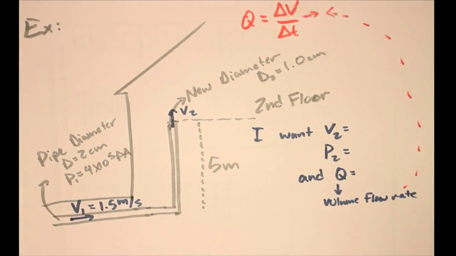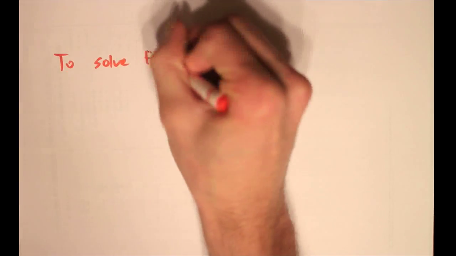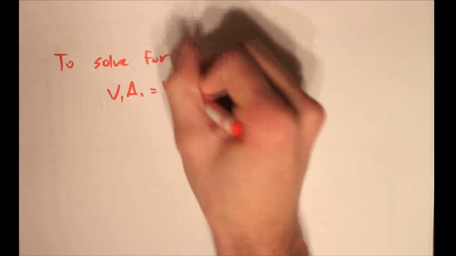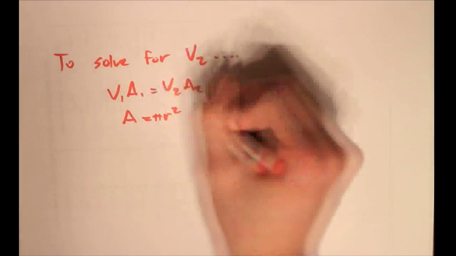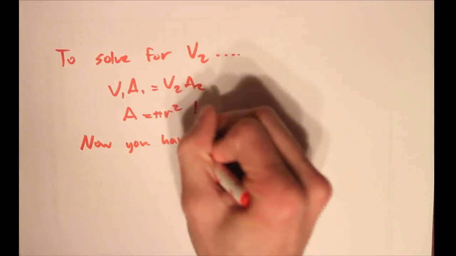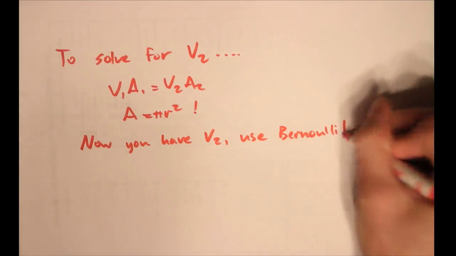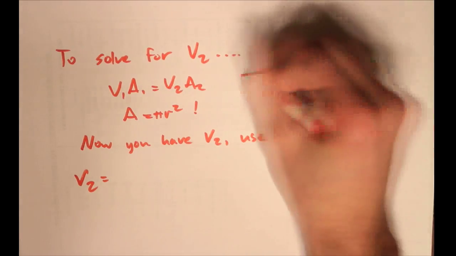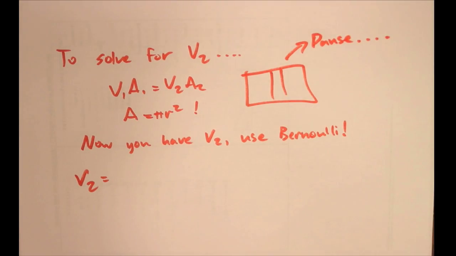Volume flow rate is given to us as the change in volume over the change in time. To solve, you need to start with our first equation, v1a1 equals v2a2, and the area is pi r squared. Now you can solve for v2 and use Bernoulli to solve for the rest of the problem. I would take a moment and pause this video to solve the rest of the problem.